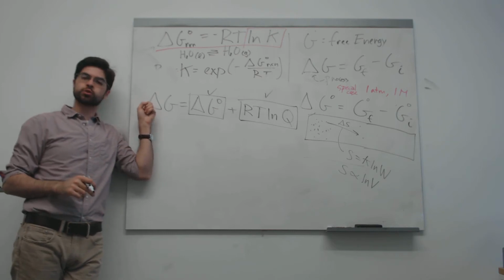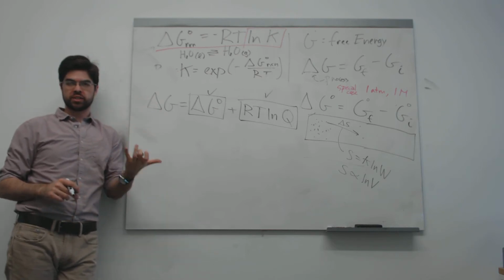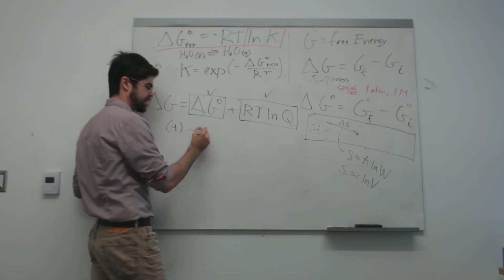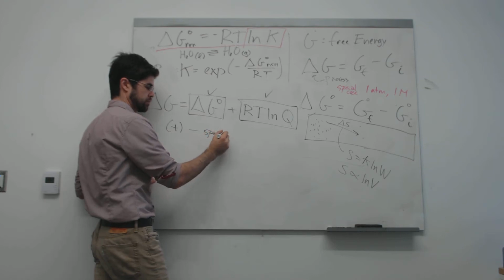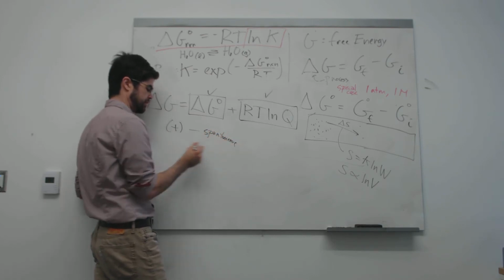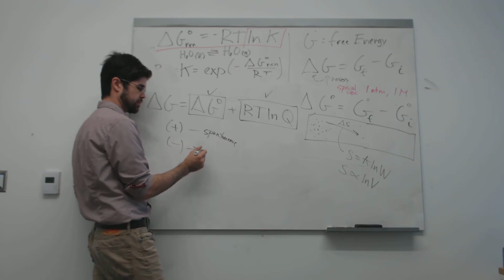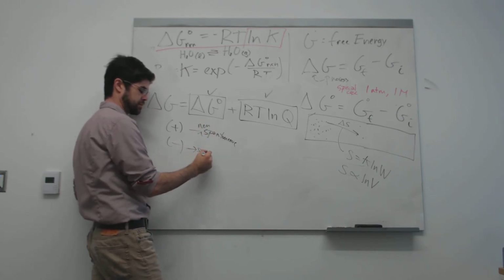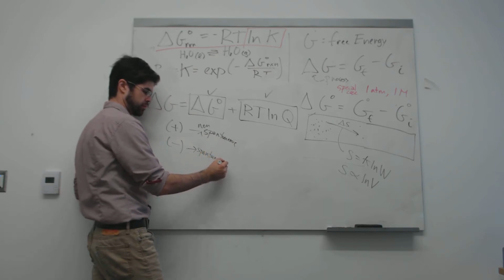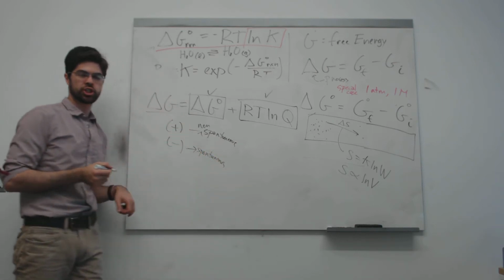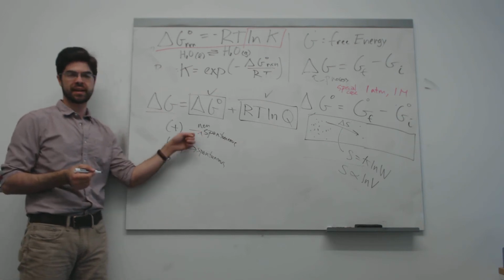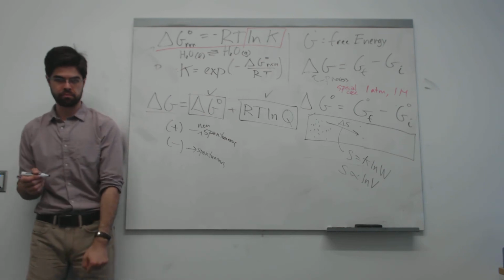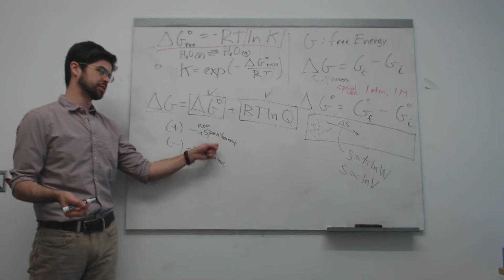And delta G is what we are using to decide whether something is spontaneous or not. If it's positive, then it's non-spontaneous. If it's negative, then it's spontaneous. That is what we use delta G for, predicting what is the spontaneous change. We don't use delta G naught to make that prediction, whether something is spontaneous or not.